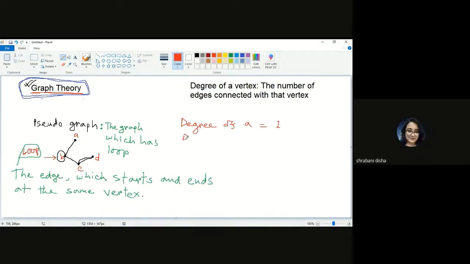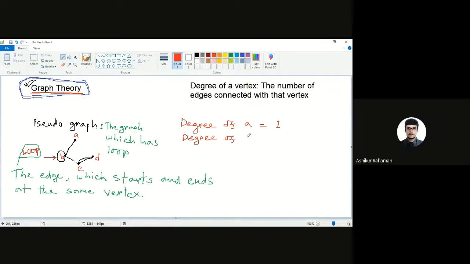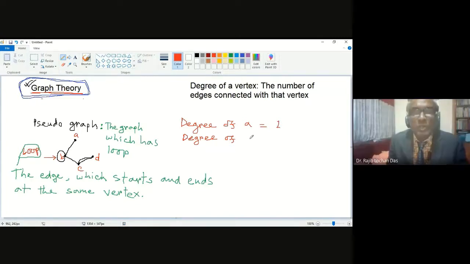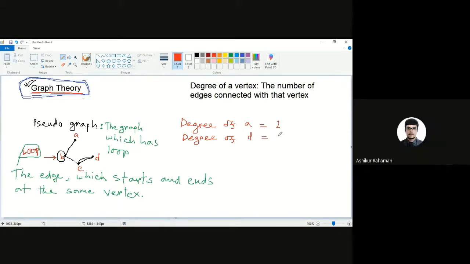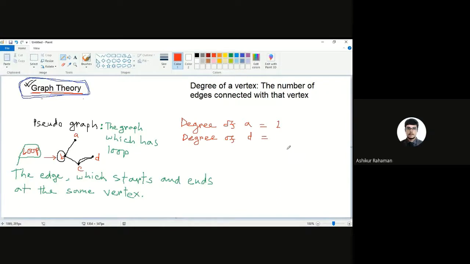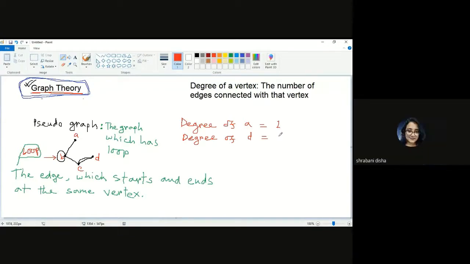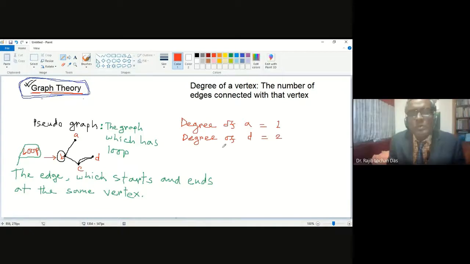Sir, could you repeat again? The degree of a vertex is how many edges are connected with that vertex. Think about A. A is okay, it is 1. So what about D? D has two connections, two edges. Yes, sir. D has two lines. So what will be the degree of D? 2.